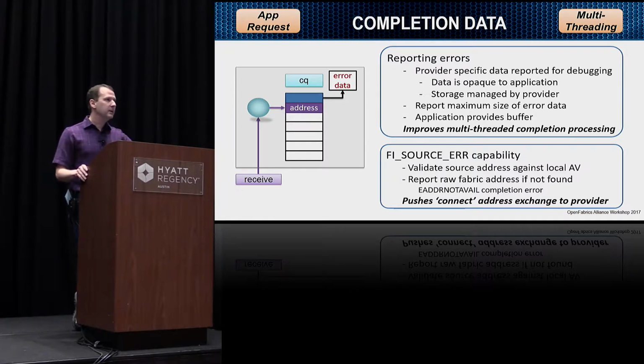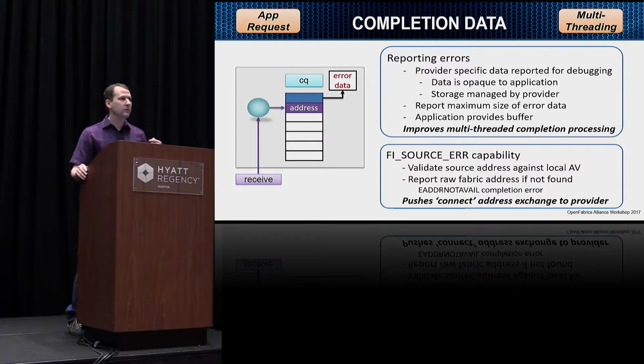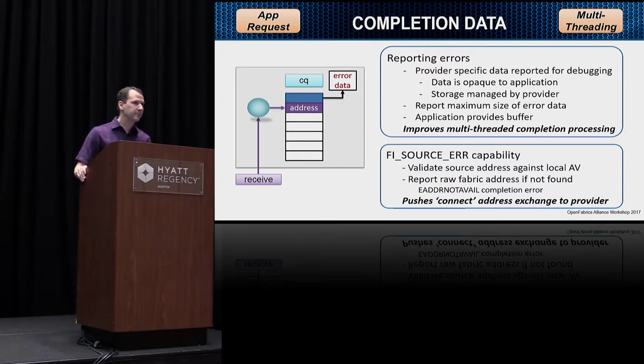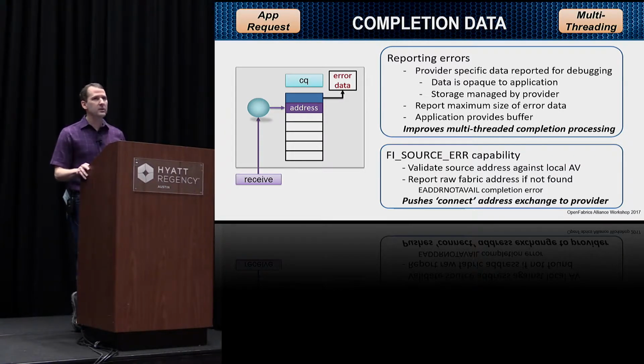The source error capability. Imagine you have a server application running, you're on a network, you have 1,000 nodes, and some client sends you a message. As a server, what you want to know is, have I ever spoken to that client before, and do I know how to respond to that client? So what the source error capability adds is that it tells the provider that if you get a message from a client, I want you to first verify that the source of that message is actually in my local address vector. Tell me if I know who that sender is.